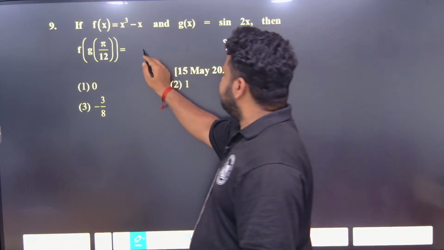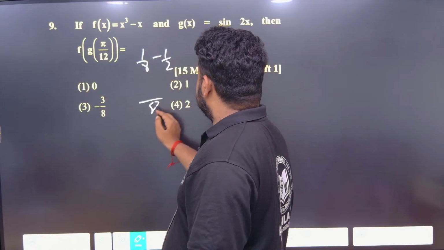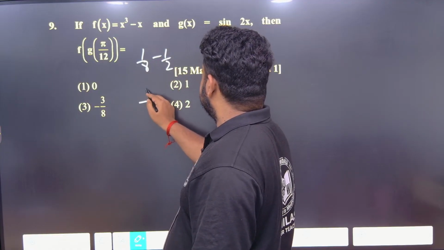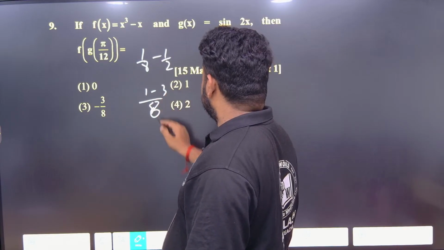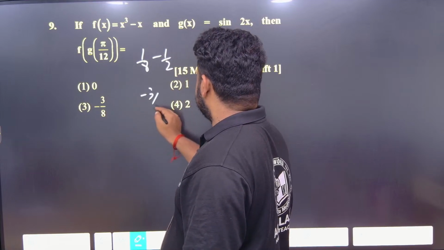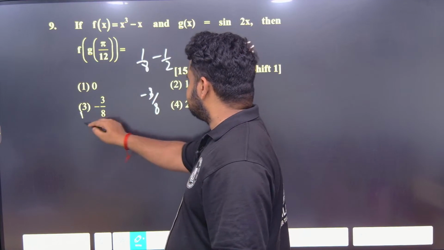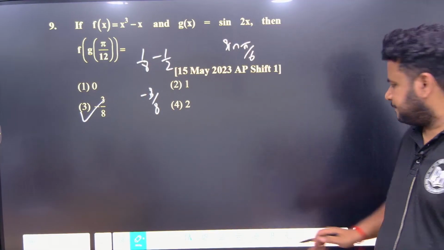1 by 2 means 1 by 8 minus 1 by 2. That will give us what? 2 4s are 8, so 1 by 8 minus 4 by 8. So this will become minus 3 by 8. This will be minus 3 by 8. That is the third option. Understood? Very simple. Minus 3 by 8. Got it?